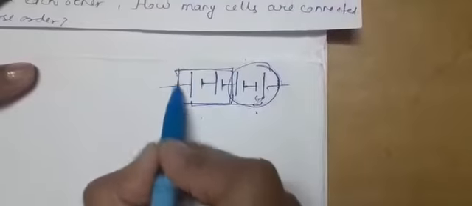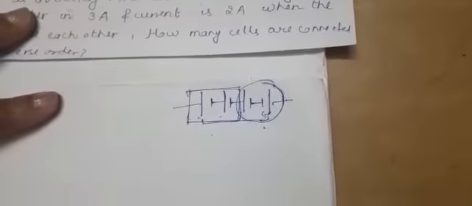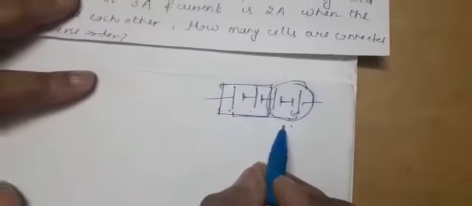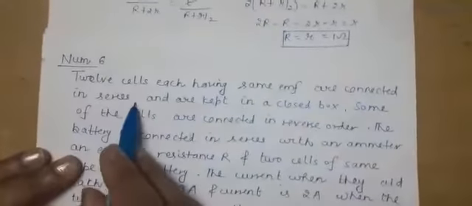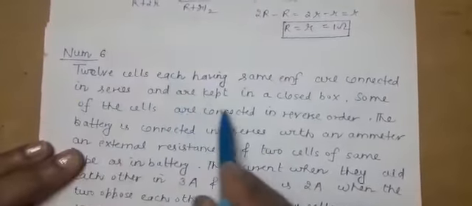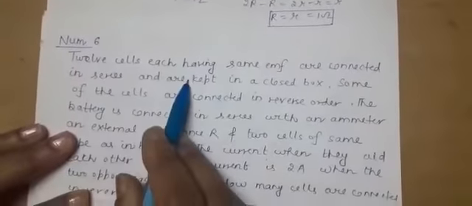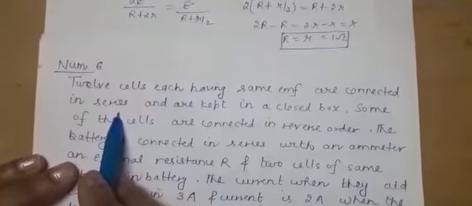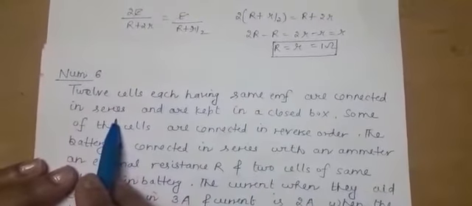These are short circuited. So what will be the remaining factor? The EMF will be contributed only by the remaining 2 cells. So this concept we will use in this numerical. It should be clear in your mind that when one cell is wrongly connected, then 2 cells are destroyed. So here, now coming to the statement, 12 cells each having the same EMF are connected in series and are kept in a closed box. See, 12 cells of the same EMF are connected in series. It means the combined EMF will be 12E, if E is the EMF of each cell.